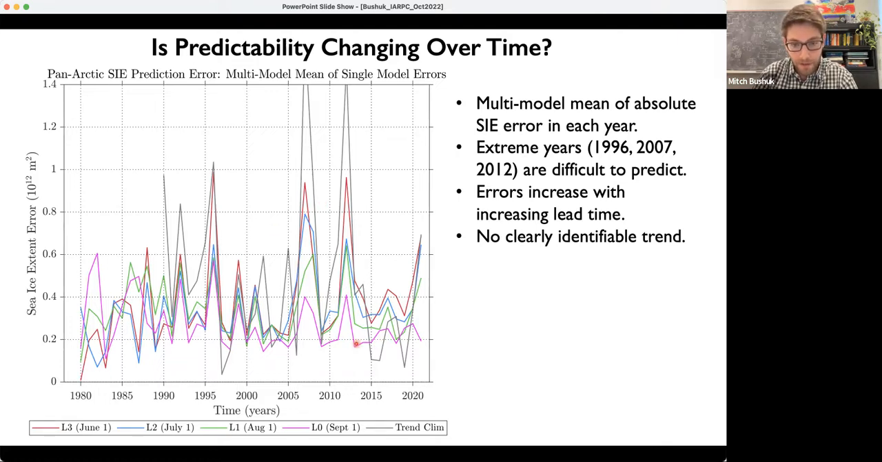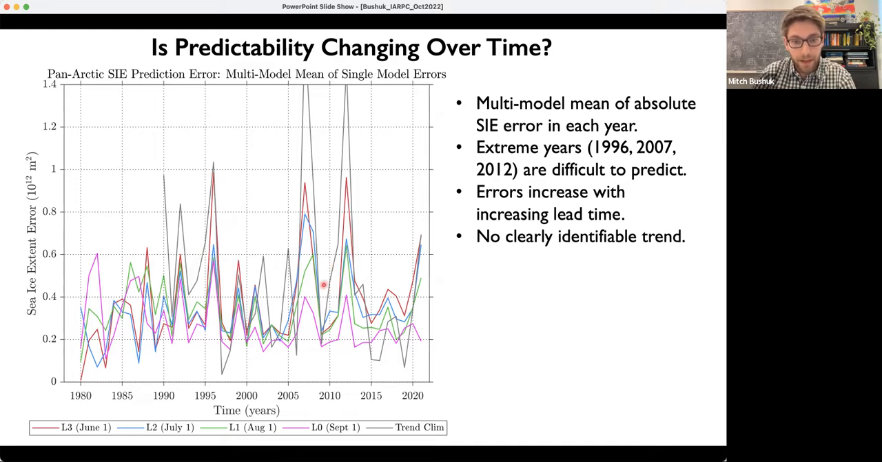The different colors show the forecasts initialized at different lead times, going from September 1 back to June 1. What you see is that there's a baseline error level, maybe around 0.4 or so. This time series is punctuated by three years: 1996, which we know was a big positive anomaly year, and then 2007 and 2012, which of course were big negative anomaly years. One thing to note is that the models generally are struggling with these extreme years, so the errors are largest in the extreme sea ice years.